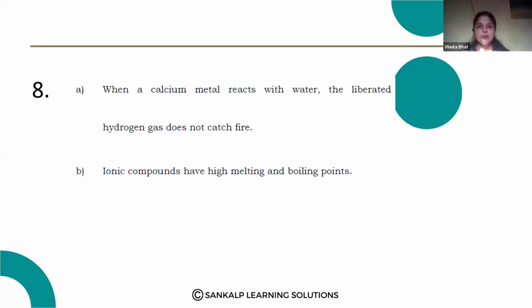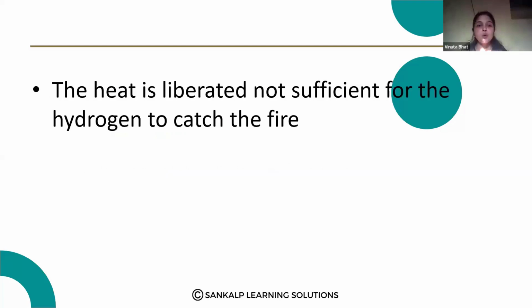Next question. When calcium metal reacts with water, the liberated hydrogen gas does not catch fire. Then the second one is, ionic compounds have high melting and boiling points. Let us solve the first one. The heat liberated is not sufficient for the hydrogen to catch fire.